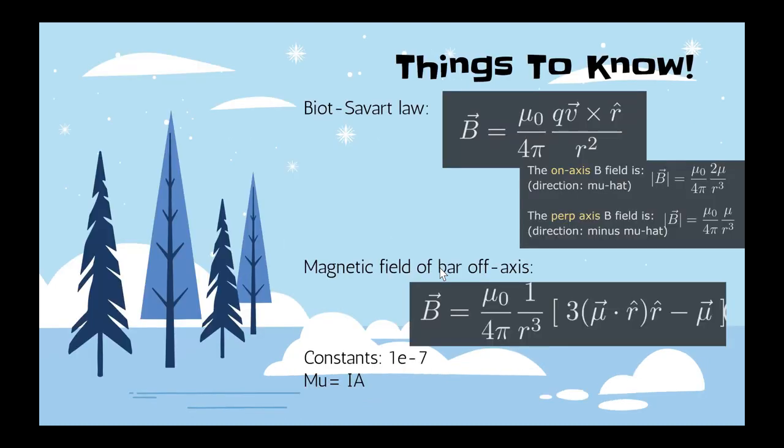So some things to know beforehand is the Biot-Savart law, which is you have on-axis and the perpendicular axis, which I'll be using both of those in my code. And then we'll also be using this for calculating our magnetic dipole moment. Some constants to know ahead of time. 1 e to the negative 7 is this mu over 4 pi.